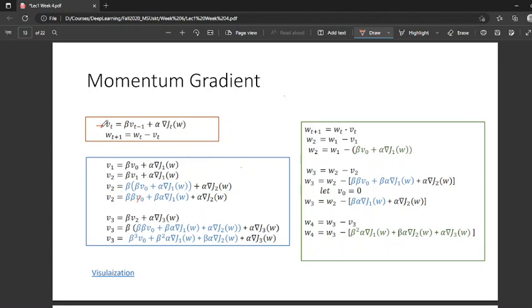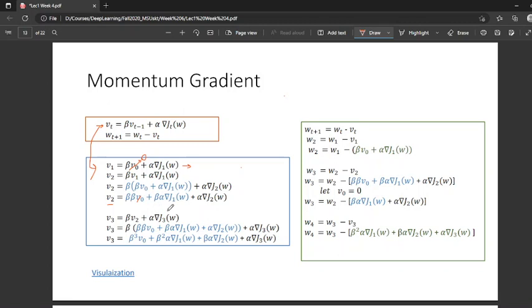So if we expand it here, if we want to calculate V1, then V1 contains the gradient. V1 means at iteration 1 it will include the gradient at iteration 1. V0 you can normally set to 0. So you can think of V1 as only the gradient value multiplied by the learning rate. Now comes V2. V2 is calculated like this.